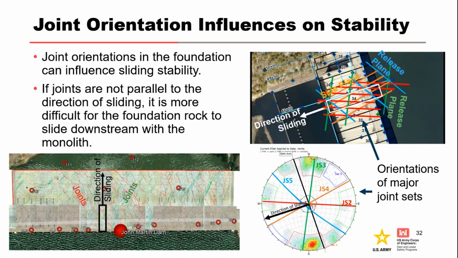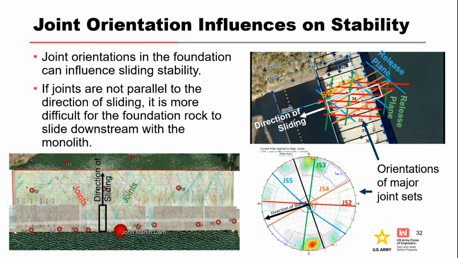Okay, so I'm going to touch on 3D effects for foundation stability. So 2D stability analysis only considers sliding along a failure plane in a 2D cross-section. In 3D, there are factors that will make it more difficult for a monolith to slide out. And one of these is the joint orientation in the foundation.